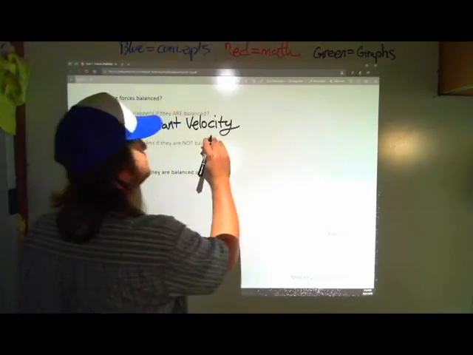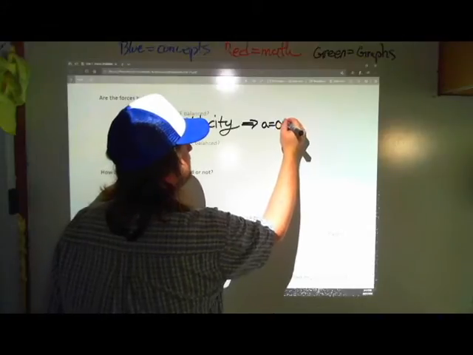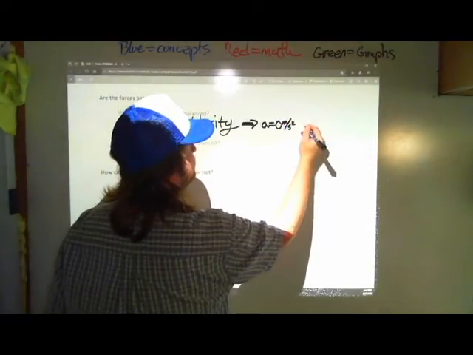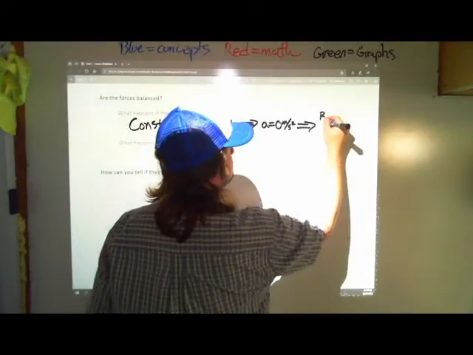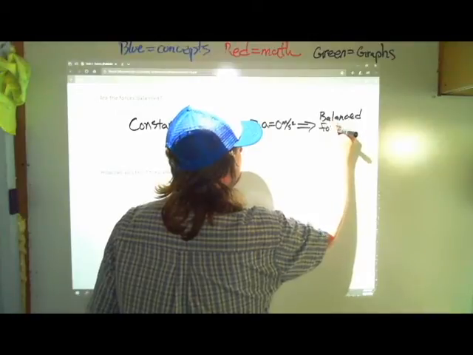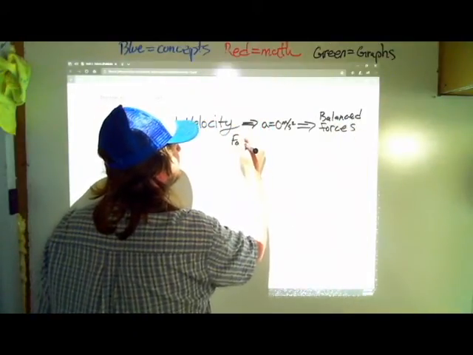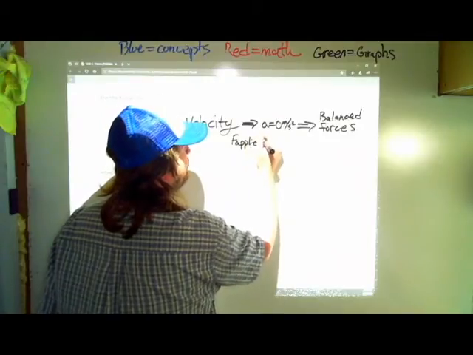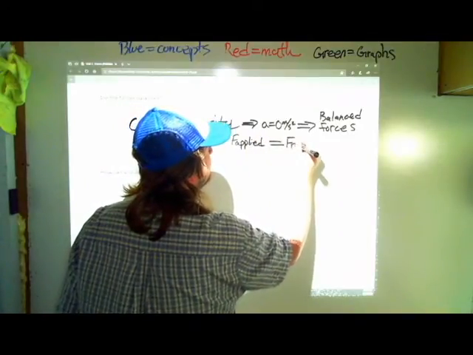It would slow you down if you didn't keep pedaling just as hard as that pushes back. So when we have constant velocity, we have an acceleration of 0 meters per second squared, and we have balanced forces. What I mean by balanced forces is that the force being applied, that is the force that you're doing, this you pedaling on your bike, is equal to the force resisting motion.